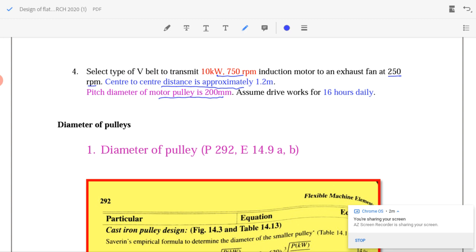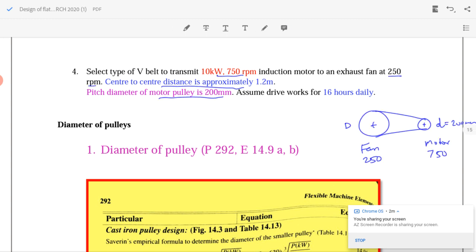So there are two pulleys. There is a motor pulley and there is a fan pulley. Motor is rotating at 750 rpm and fan is rotating at 250 rpm. They are connected by a V-belt. So this one is a larger pulley, capital D. This one is a smaller pulley, small d. Small d is given as 200 mm.